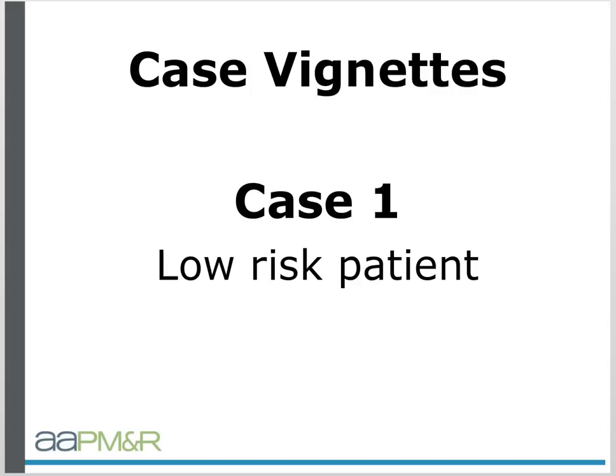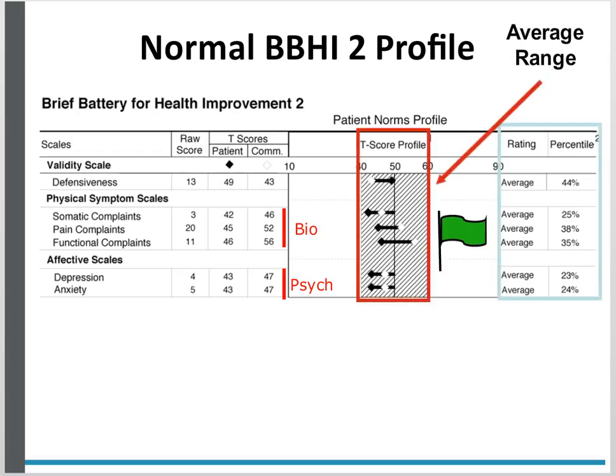Let's now apply all we've learned to some case vignettes. We'll begin with a case of a low-risk patient. Here's what the test results of a low-risk patient might look like. Like the ideal complete blood count, all the scores are in the middle range.